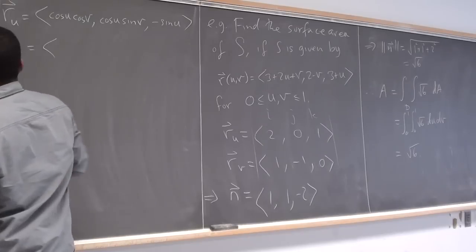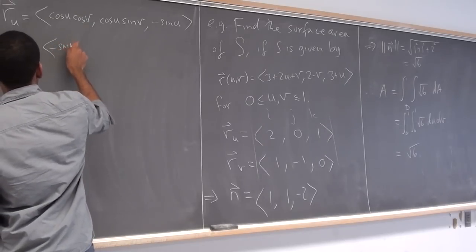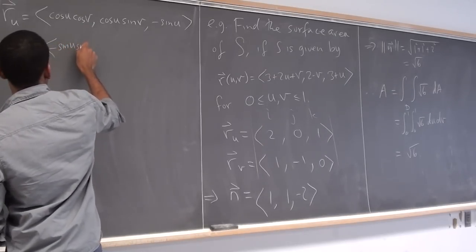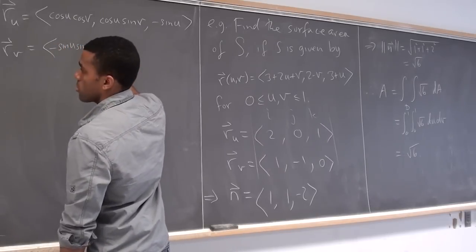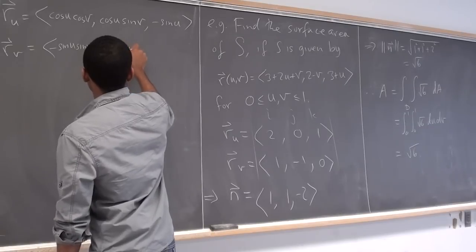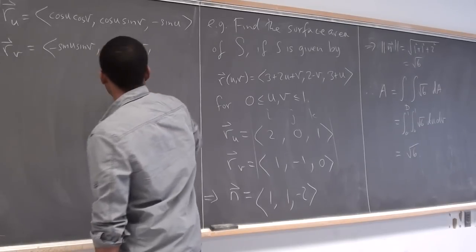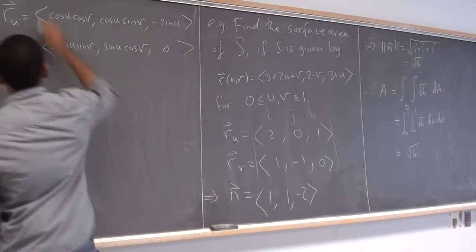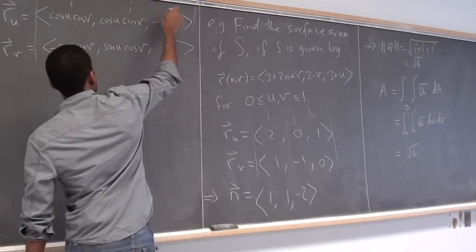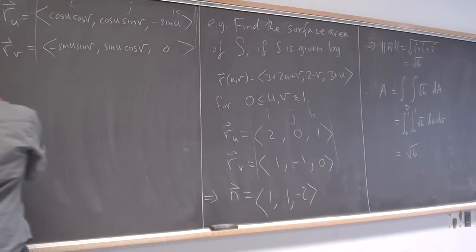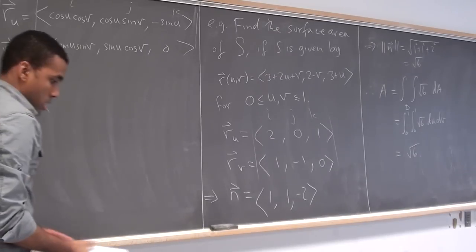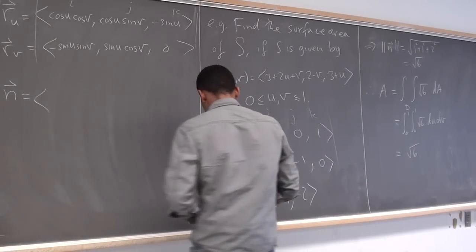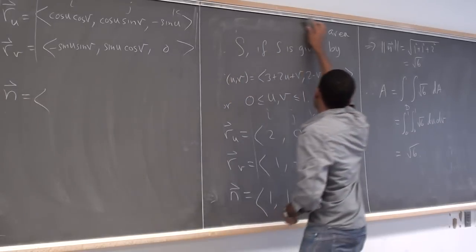r sub v would be what? Minus sine v, cosine v, 0. So then, the cross product of these guys. And what's that going to look like? Sine squared cosine.